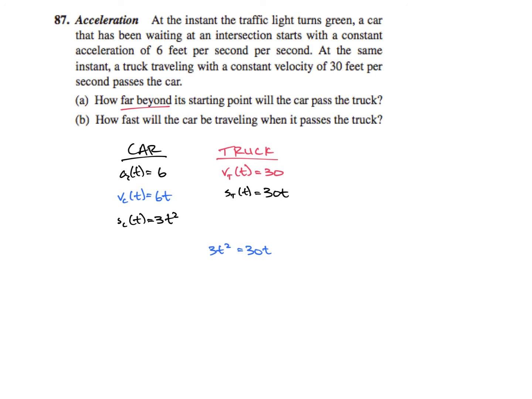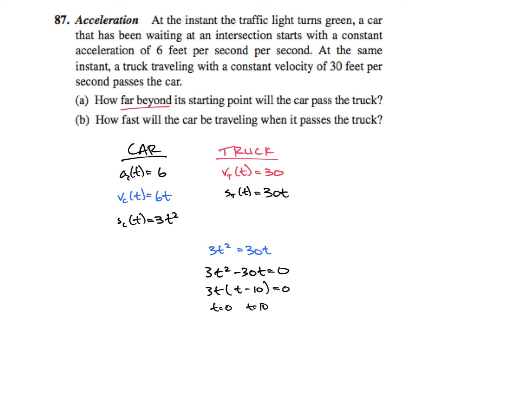Now, I personally am going to subtract to go to the other side so I don't actually get rid of a t. So now I have 3t squared minus 30t equals 0. So what could we factor out? A 3 and a t. So now I have 3t and then times what? t minus 10. So I get t equals what? 0 and t equals 10.